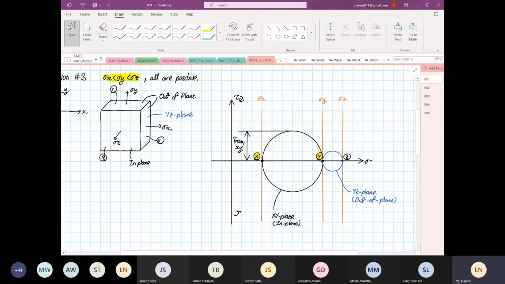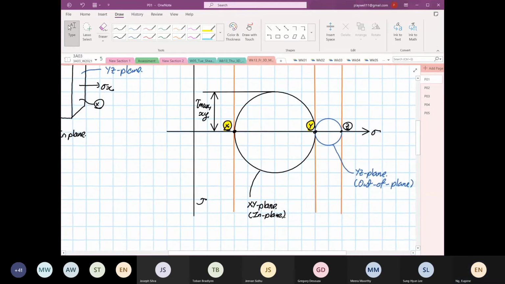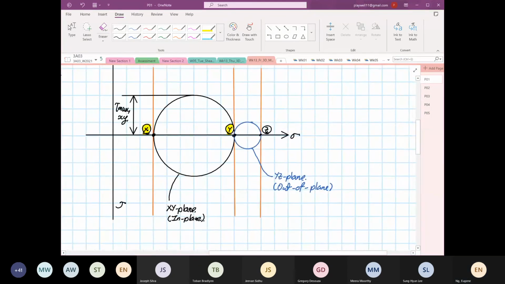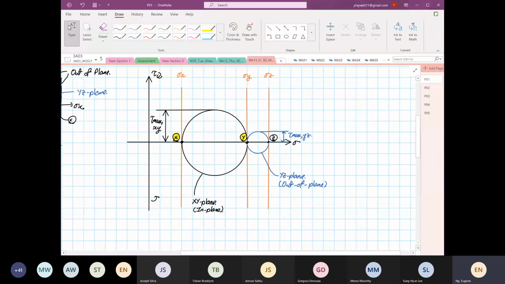Over here this is our shear max, and it's on our YZ plane. As I said, the 3D Mohr circle is three circles. You don't get a sphere. So now the last circle that we're going to have.